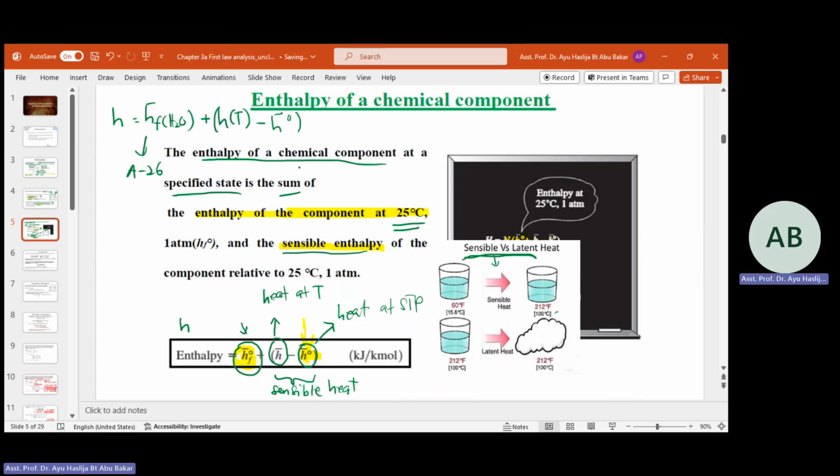Okay, but in this case, the starting point of the temperature is not at STP, right? So this one can change to H at T1. This one is at T2. So case by case. If the statement mentions the initial condition is at STP, you use H naught. If the initial condition has another temperature which is not at STP, you should refer to the H at that particular temperature. Okay, later we go for exercise.